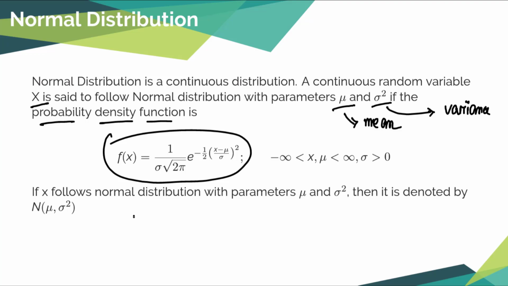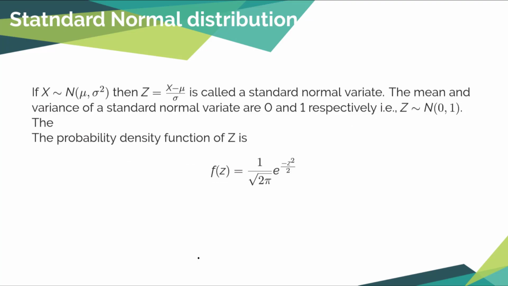Now how to denote? We denote it as x follows normal mu sigma square, right? This is the way we denote if a random variable x follows normal distribution. Now there is another distribution that is a subdistribution, or a transformation of normal distribution, called standard normal distribution.